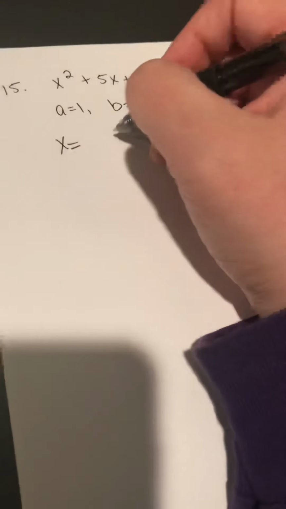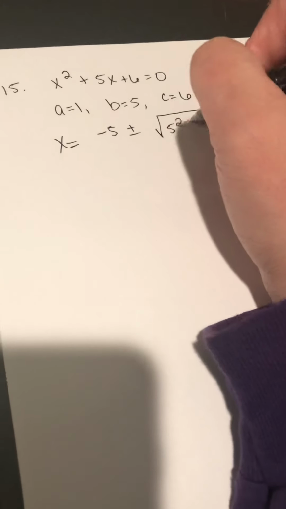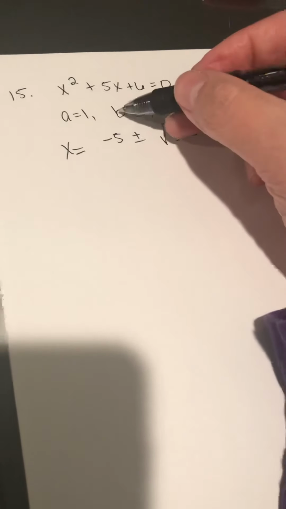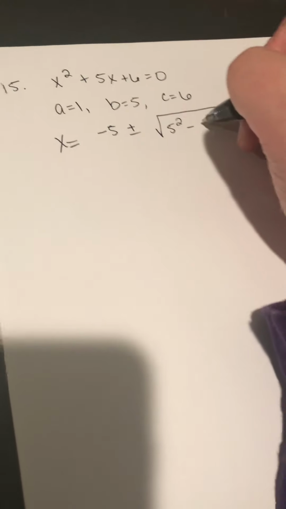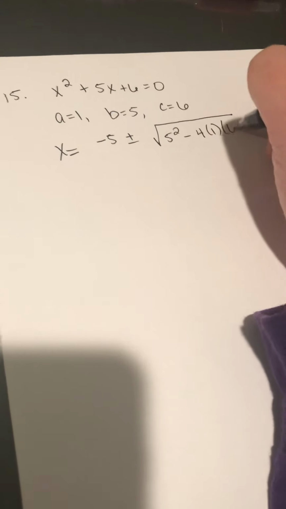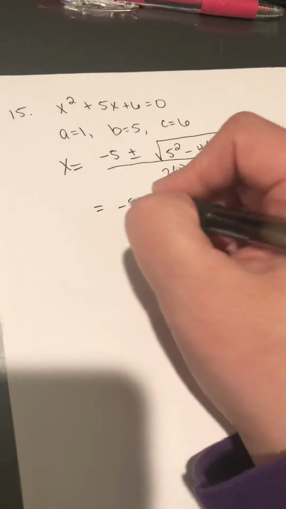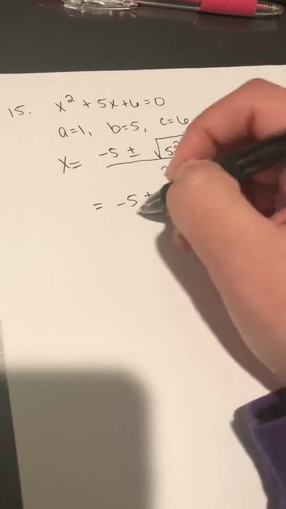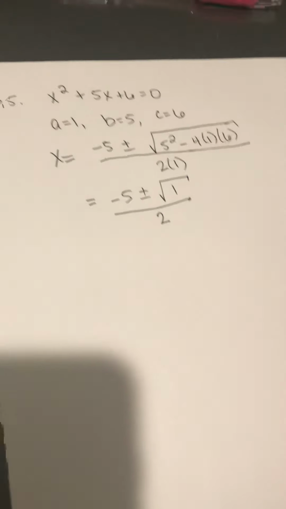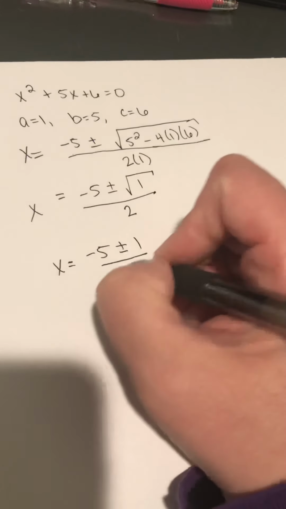So x is equal to negative b, so negative 5, plus or minus the square root of b squared, so 5 squared, minus, and I usually throw parentheses around these unless it's positive. If it's negative, I do put parentheses so you don't forget about the negative. But anyways, minus 4 times a is 1 times c is 6, all divided by 2a, so 2 times 1. So that gives me negative 5 plus or minus, if you simplify this, 25 minus 24 is 1, and 2 times 1 is 2. So I have x is negative 5 plus or minus 1 divided by 2.